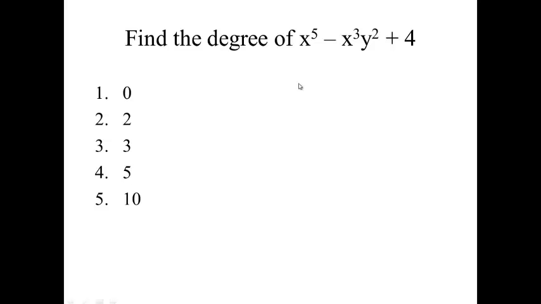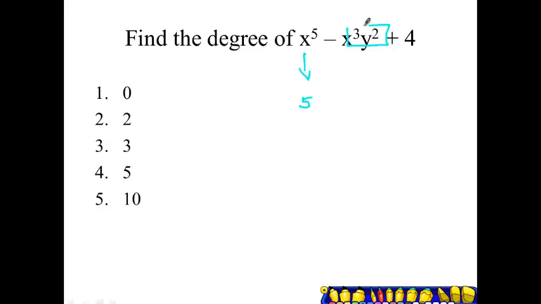Find the degree of x^5 minus x^3y^2 plus 4. So first, to get the degree of each term, the degree of x^5 is 5. The degree of x^3y^2 is the sum of 3 and 2, which is 5. The degree of a constant is 0. So the largest degree here is 5. So the answer here is option number 4.